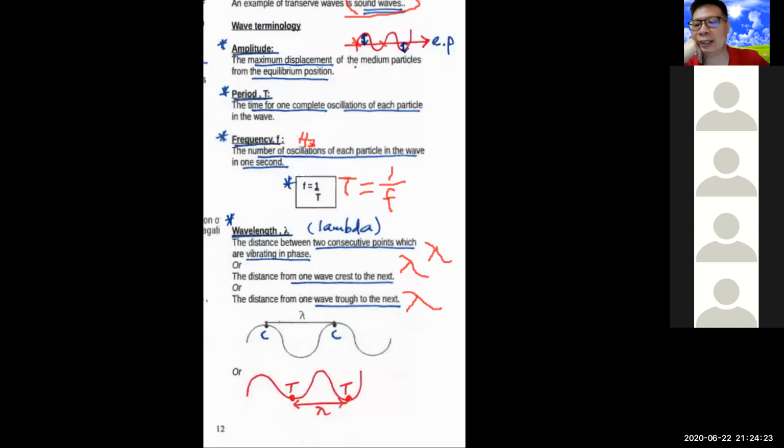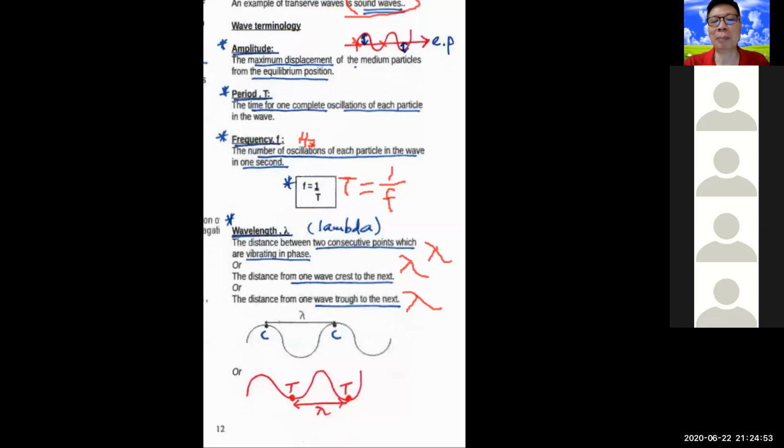Yan Leong, what do you say? Which two are related? Can you repeat the question again? Which two are related? Out of four, amplitude, period, frequency, wavelength, which two are related? I think period and frequency. Yes, correct.